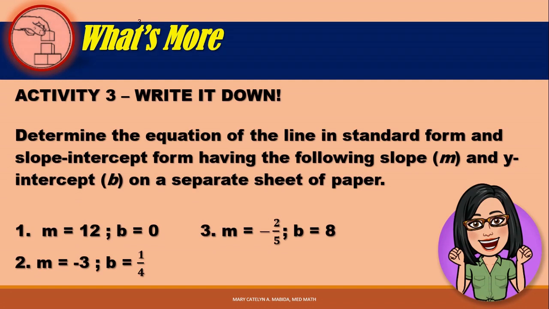Now what's more? There's a lot more. First, activity 3, write it down. Instructions: determine the equation of the line in standard form and slope-intercept form having the following slope and y-intercept on a separate sheet of paper. Number 1, m is equal to 12, b is 0. Number 2, m is negative 3, b is 1/4. Number 3, m is negative 2 over 5, b is 8.